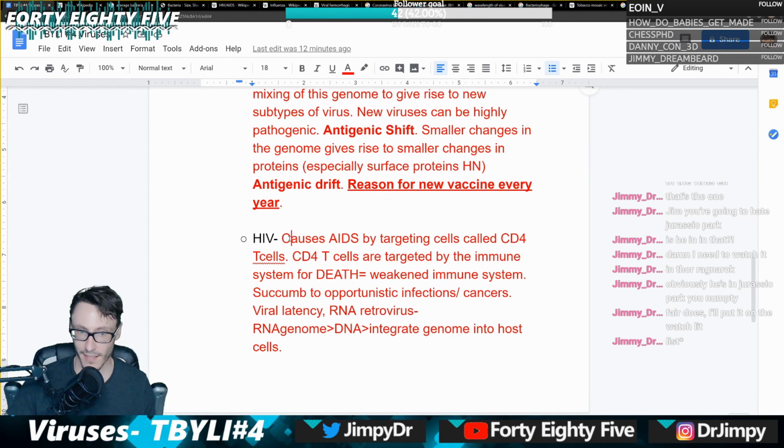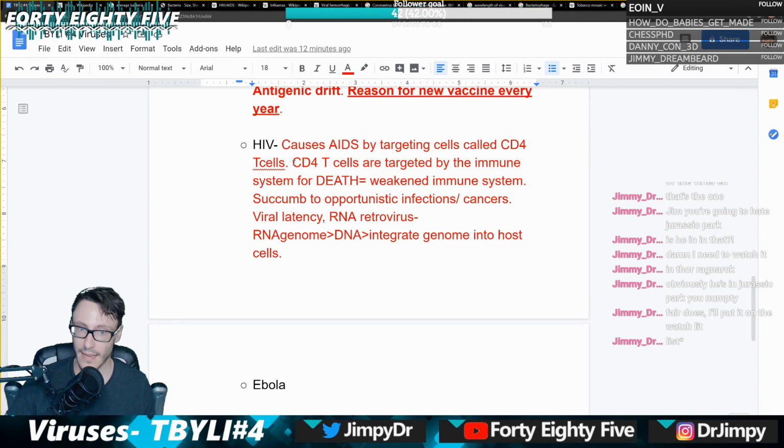immune response can't recognize the drifted proteins and therefore can't deal with the virus effectively. And HIV is a great example of a retrovirus that integrates its genome into our own genome and therefore can lay dormant for years. It's another example of a virus that causes the immune system to kill off a certain cell type, giving rise to downstream disease, which is really, really bad.